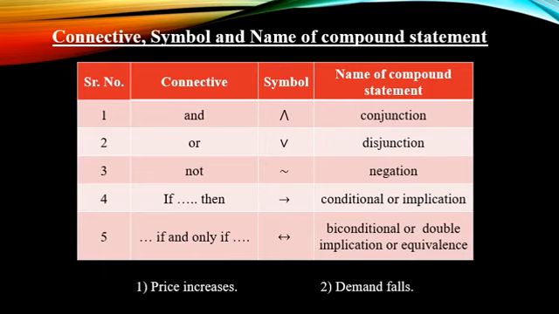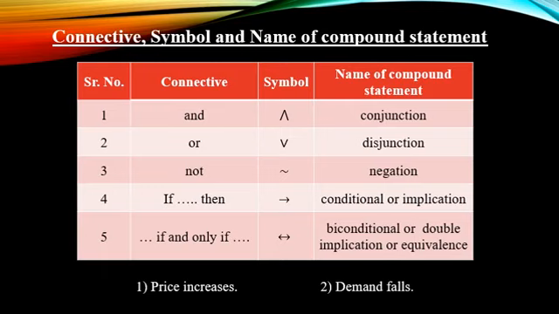When we connect these two simple statements by or, then the compound statement will be price increases or demand falls, and name of this compound statement is disjunction. When we write this simple statement price increases along with connective not, the compound statement will be price does not increase, and the name of this compound statement is negation.